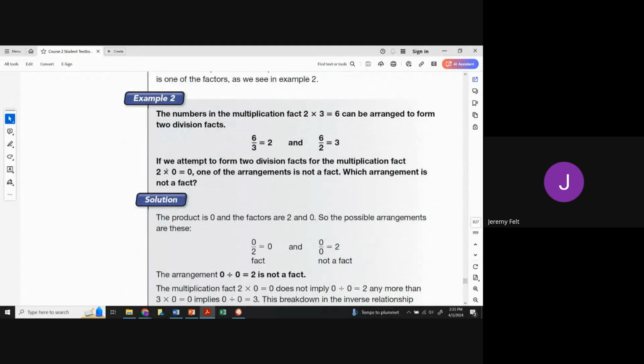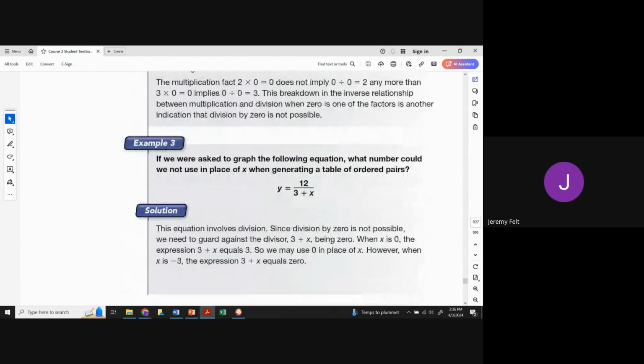So say we use 2 and 0. 2 times 0 equals 0. That's true. 0 divided by 2 is 0. That's true. 0 divided by 0 does not equal 2. That is not a fact. So we can't create those fact families with this.